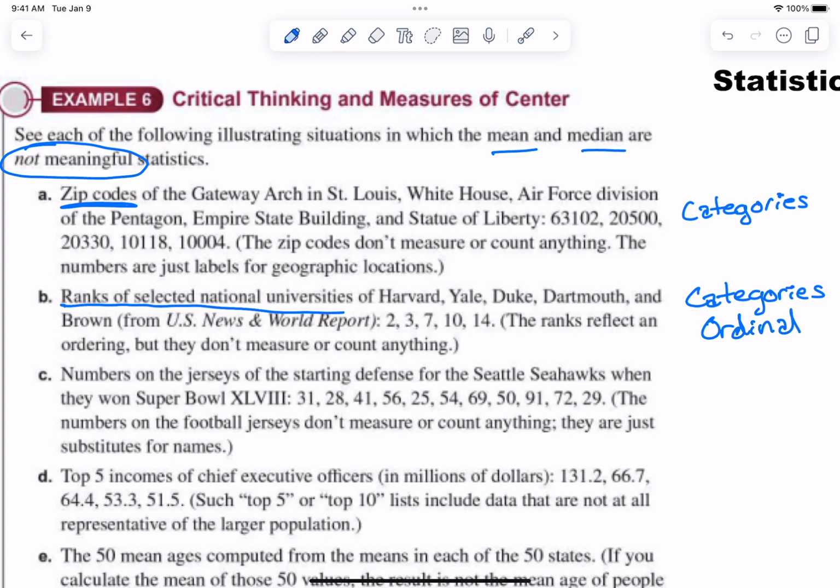Okay? Now I could do a mode. Maybe. Like if I was doing zip codes, I could maybe do a mode to see which town is the most prevalent in a data set, to see which zip code pops up the most. But for mean and median, not meaningful because it's not quantitative data, okay?